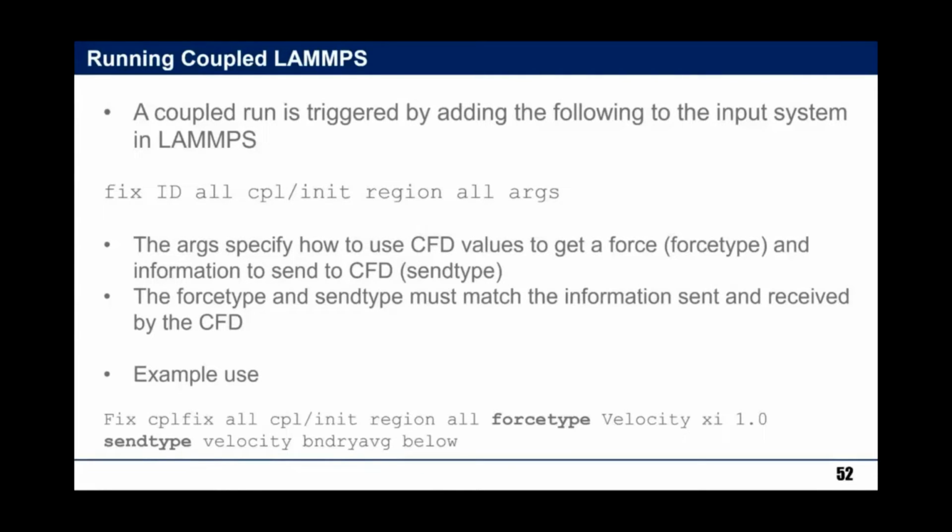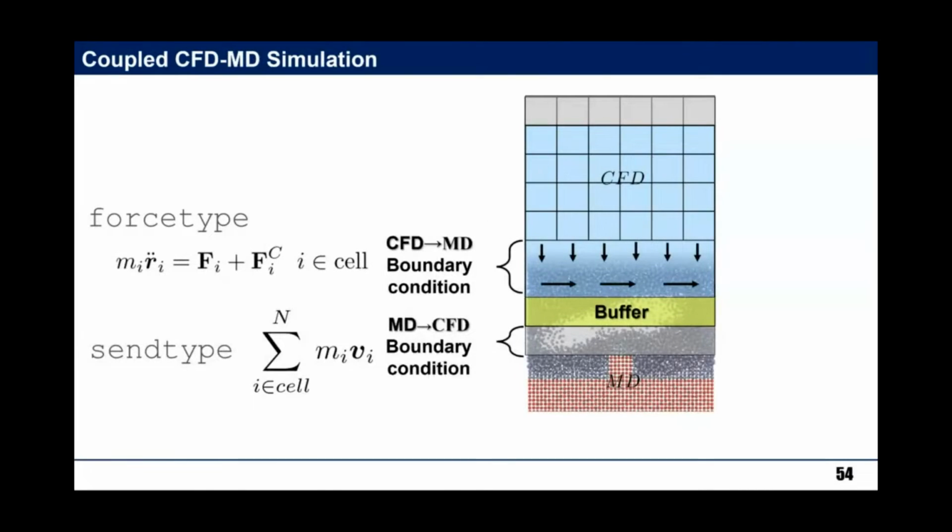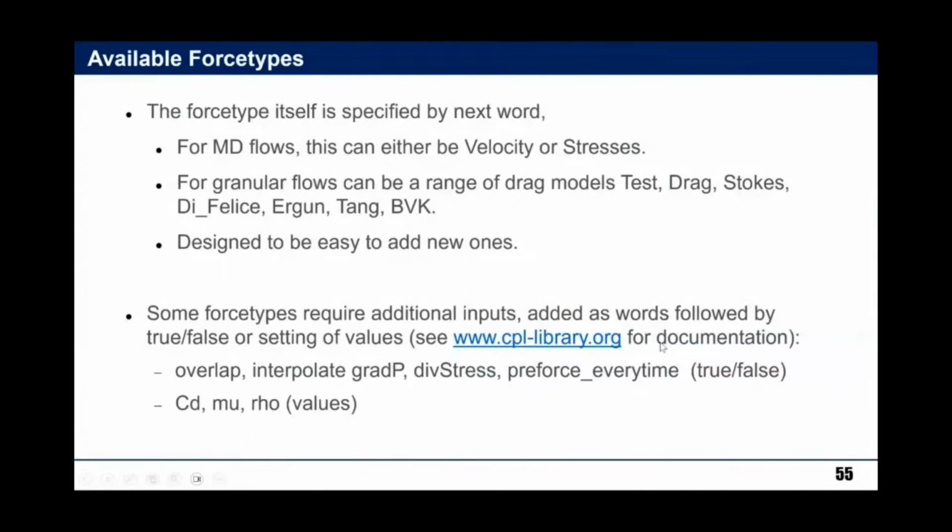So once it's built, you can essentially then include this fix. So this is a new fix called fix cpl/init. There's a couple of keywords I just want to focus on. We have the force type keyword and the send type keyword. Okay, so this essentially determines the two key components of a coupled simulation. So if you remember our picture here, the force type is basically the force we're going to apply to the top of our MD domain to make it agree with the continuum. The send type is essentially the averaging process in order to get those values there.